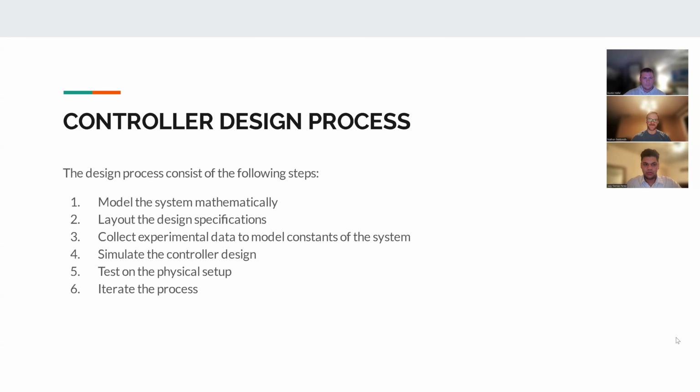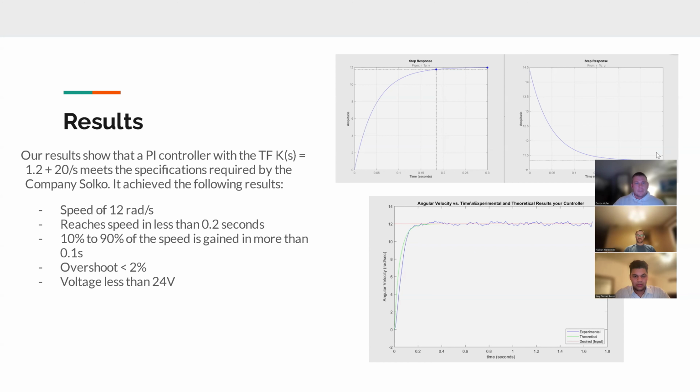That iterative design process that Nathan just went over led us to a PI controller, a proportional integral controller, that gave us great results. We were able to reach a speed of 12 rads per second with 0 error. We were able to reach that speed in under 0.2 seconds, and we have no overshoot at all.